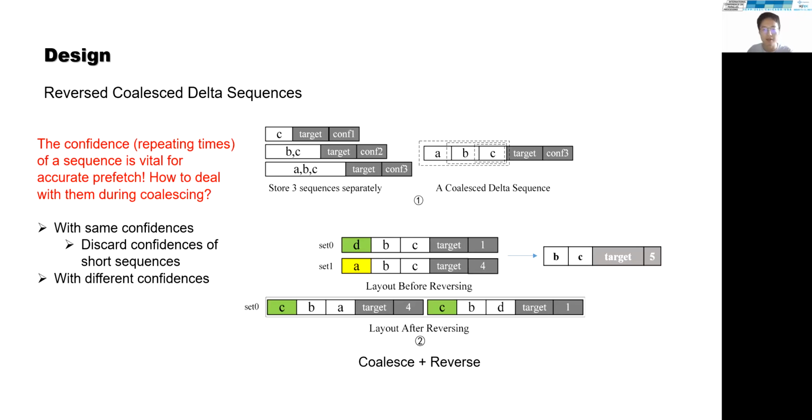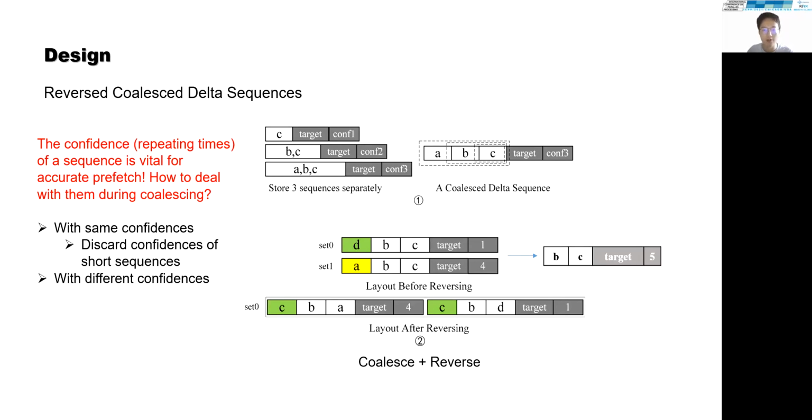On the other hand, if the short sequence reoccurs more frequently than the sequence containing it, like reappearing with various deltas, there must be multiple entries containing the short sequence that each records a portion of its confidence. So it's okay to just store only one confidence for a coalesced sequence, because we can restore confidences of subsequences from all the sequences containing them.